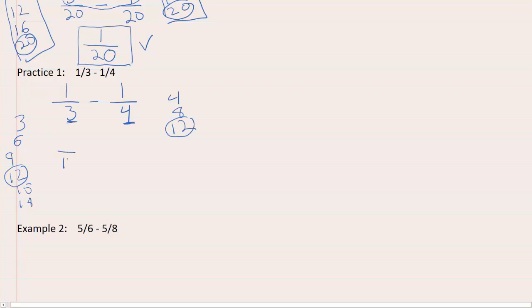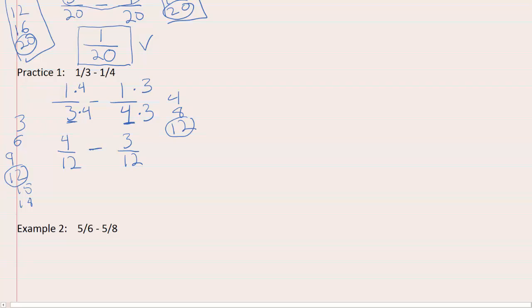So we want to get 12 as our denominator. In order to get a 12 on the bottom here, I have to multiply by 4. Whatever I do to the bottom, I also have to do to the top. Multiply by 4. To get a 12 on the bottom here, I have to multiply the bottom by 3, so I also have to multiply the top by 3. So here I've got 3 times 4 is 12, 1 times 4 is 4. 3 times 1 is 3, and 4 times 3 is 12.